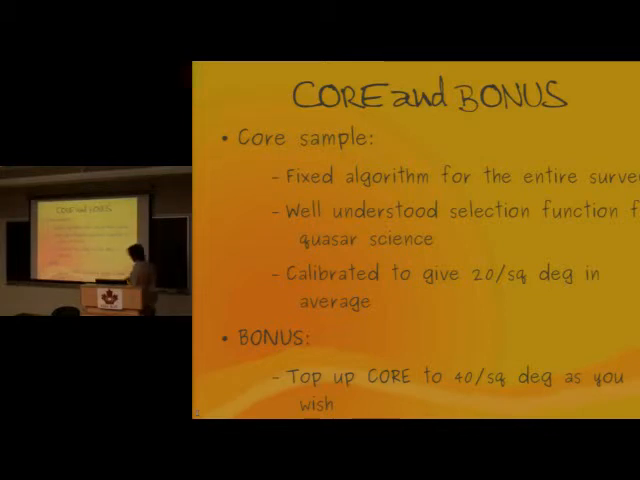And then on top of the core sample, we have the so-called bonus sample, which uses any extra fibers you have between whatever the core uses and 40. And this is like a free market. You can try any kind of wacko idea as long as it gives you quasars, right? The idea is that all these extra quasars will be used only for Lyman-alpha forest work, so you don't ever hope to use them for any quasar science work.